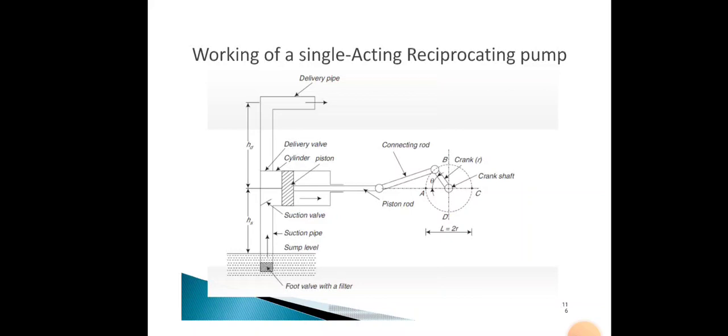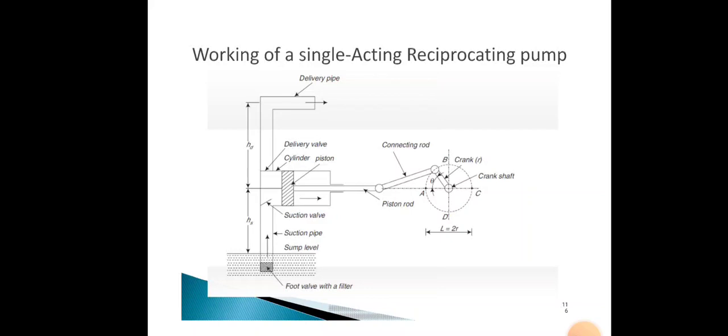As the crank rotates, during the first stroke of the piston, that is the suction stroke, water enters into the cylinder. The crank rotates from A to C, that is 0 to 180 degrees. The piston is moving towards the right side of the cylinder. During this, a vacuum is created in the cylinder. The vacuum causes the suction valve to open and the water enters into the cylinder.